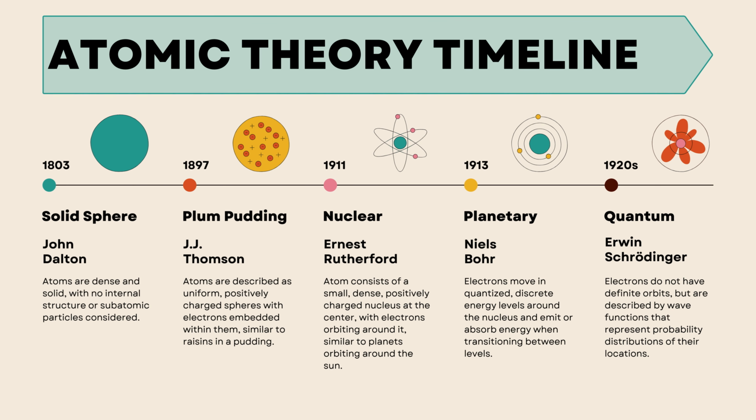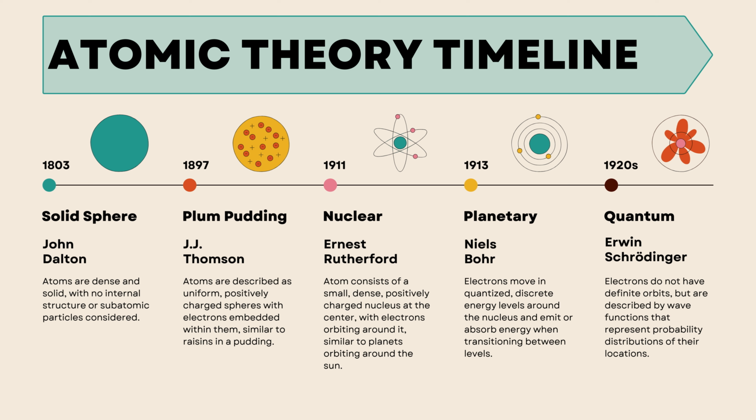1803, solid sphere, John Dalton. Atoms are dense and solid, with no internal structure or subatomic particles considered. 1897, plum pudding, J. Thomson. Atoms are described as uniform, positively charged spheres with electrons embedded within them, similar to raisins in a pudding.